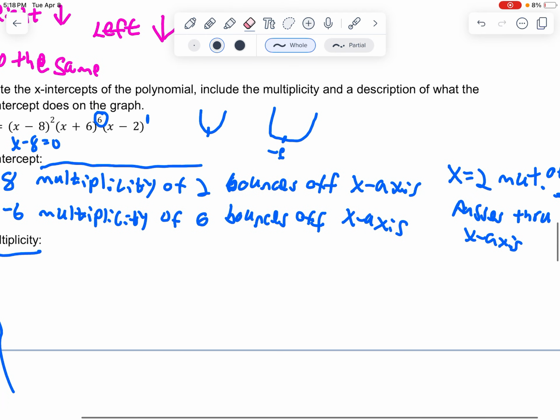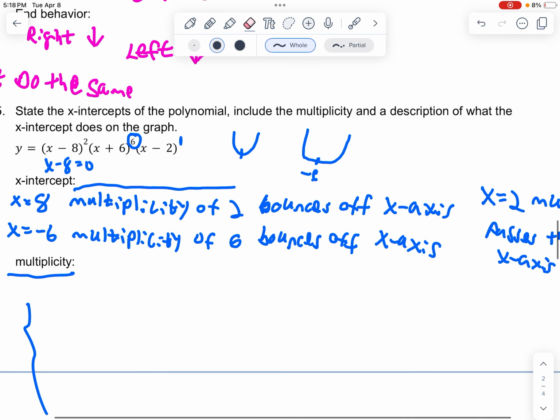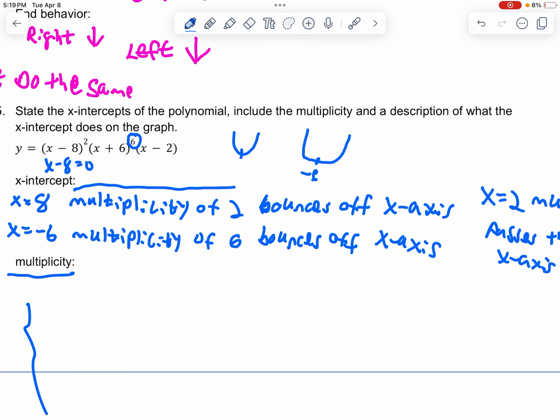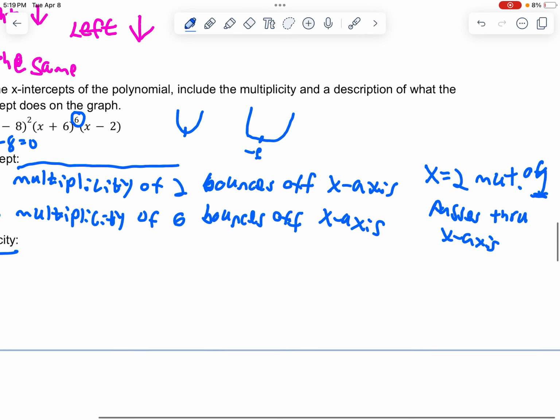Okay. And then x equals 2 because there's no exponent on it. It just passes right through. It's a multiplicity of 1. It's really screwed up right there. Multiplicity of 1, passes through the x-axis. All right?